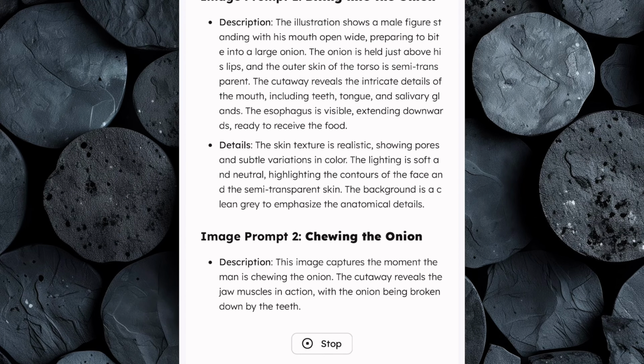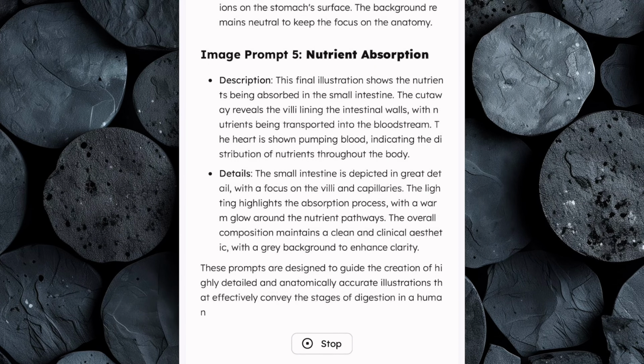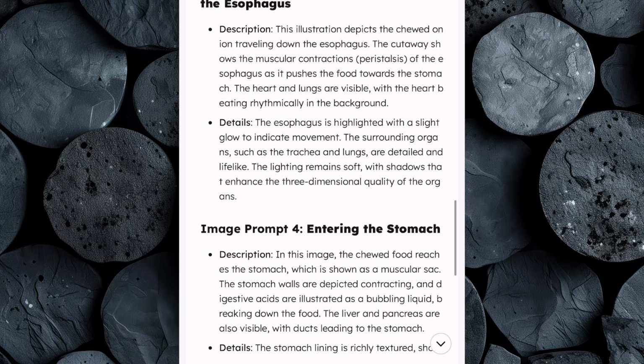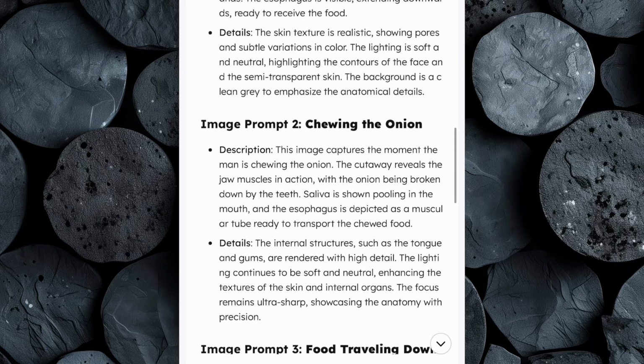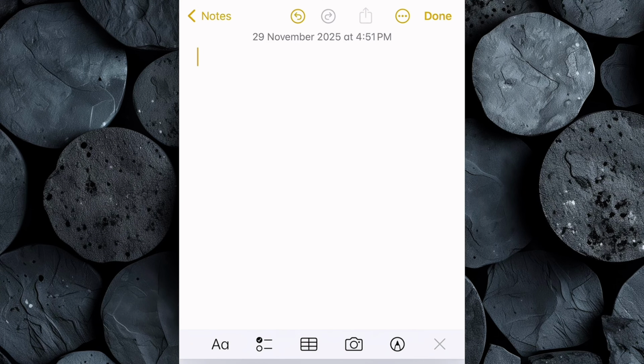And within seconds, EaseMate AI will generate a set of detailed, hyper-realistic image prompts you can use to create the exact type of anatomical cutaway images that are blowing up in this niche right now. Now copy the entire image prompts and save it on your notepad.